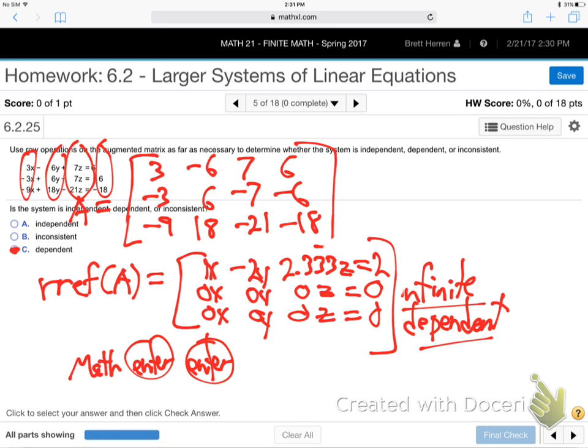So it's saying 1x minus 2y plus 2.333z is 2. Okay. And the other two equations are saying nothing. Infinite. Dependent. Two synonymous phrases: dependent system or infinite solutions. Because of the 0, 0, 0. We good there?